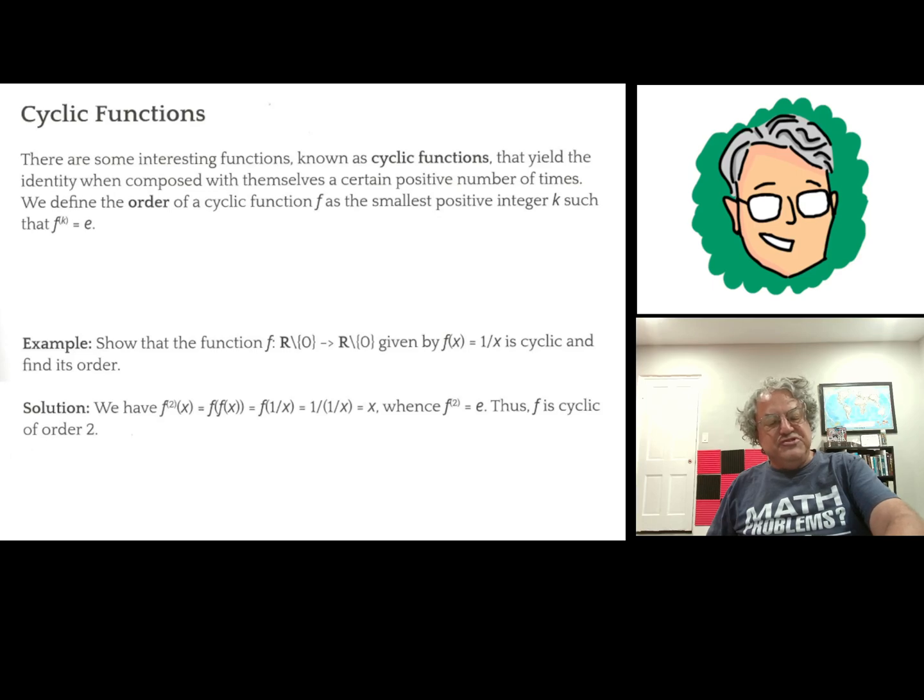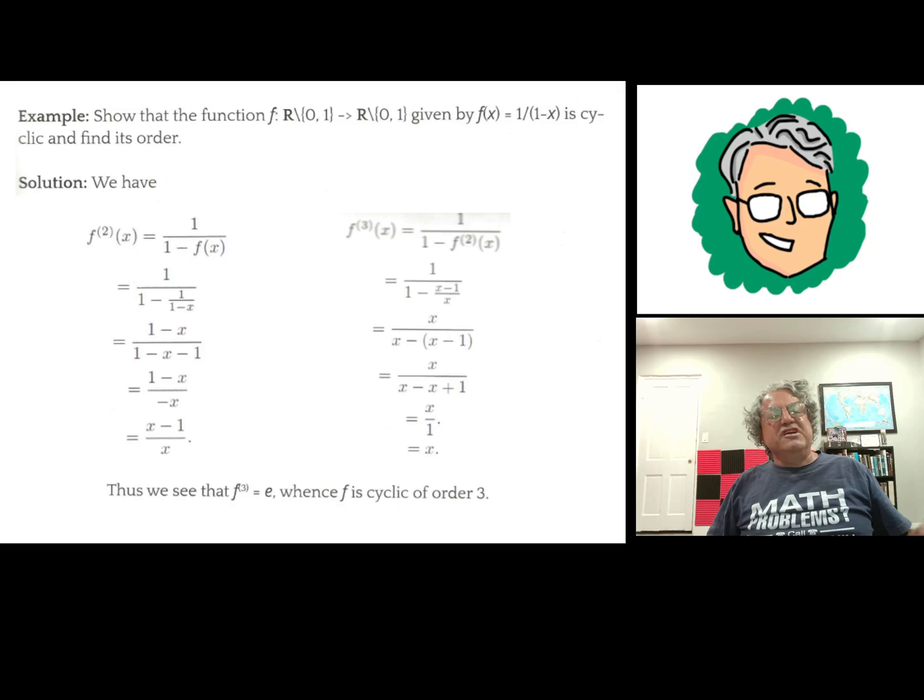But we can have cyclic functions of other orders as well. And here's a little more complicated example of a cyclic function of order 3. So suppose we started with the function f of x equals 1 over 1 minus x. So that's a little more complicated than 1 over x. Still an example of a rational function like 1 over x, and it's still a hyperbola if you graph it. But anyway, let's just see what happens when we compose it with itself. So if we compose it with itself once, we get f superscript 2 of x, which is in other words f of f of x, and that's 1 over 1 minus f of x.